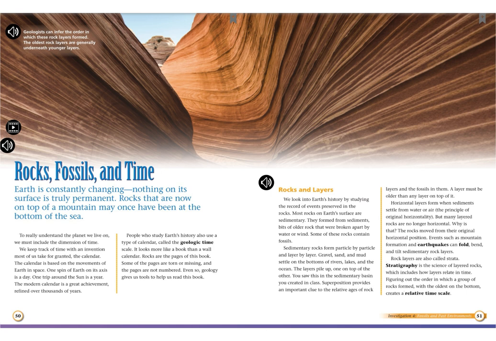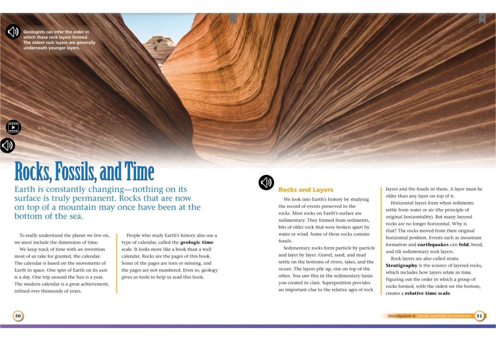But many layered rocks are no longer horizontal. Why is that? The rocks moved from their original horizontal position. Events such as mountain formation and earthquakes can fold, bend, and tilt sedimentary rock layers. Rock layers are also called strata.